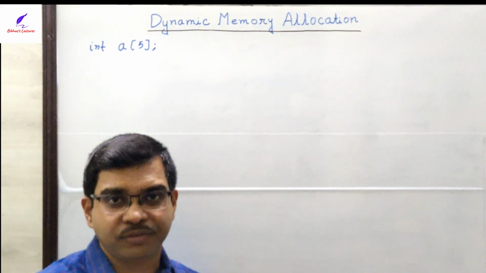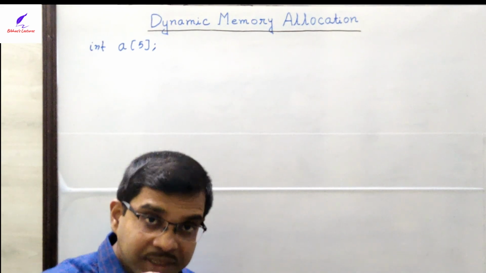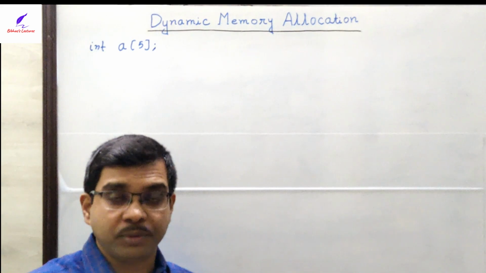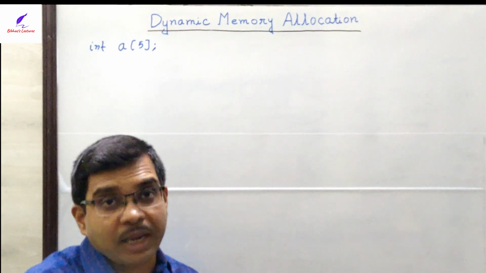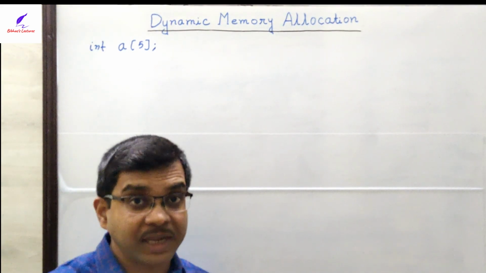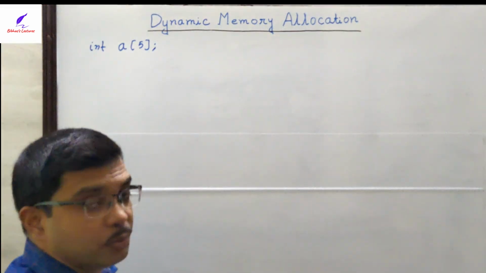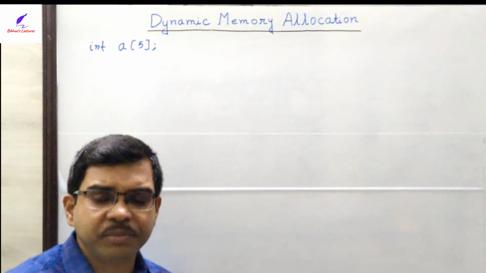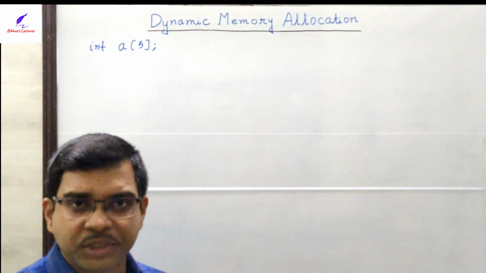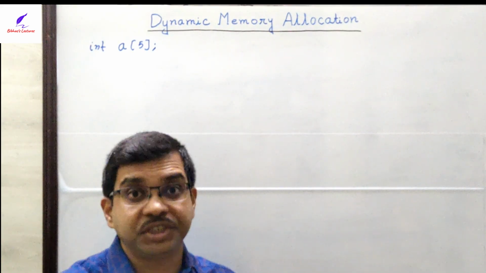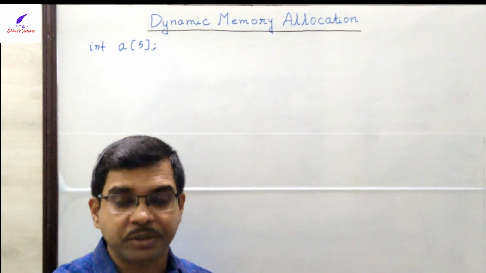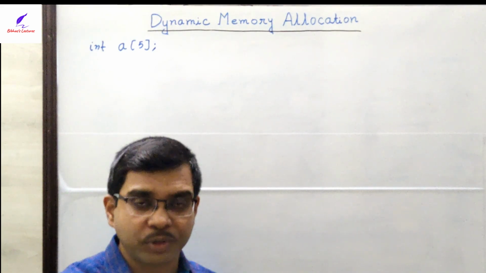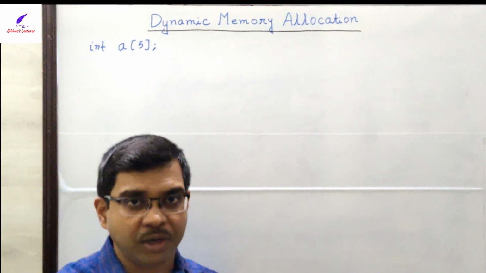Now how can we overcome this situation so that during the execution time, during the runtime of the program, whenever memory is required, we can allocate it as per our requirement? And the answer is dynamic memory allocation. So what is dynamic memory allocation? Dynamic memory allocation is a technique, a method through which we can allocate memory during the execution of the program, during the runtime of the program, as per our requirement.